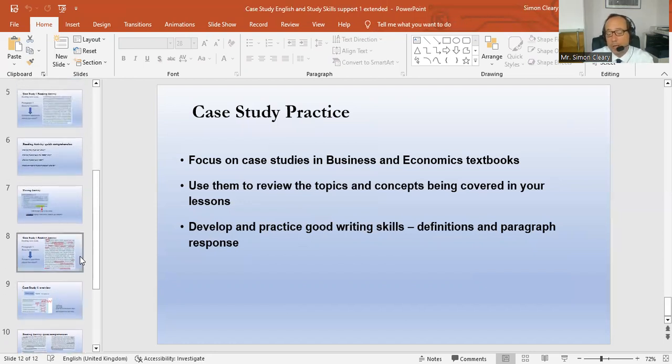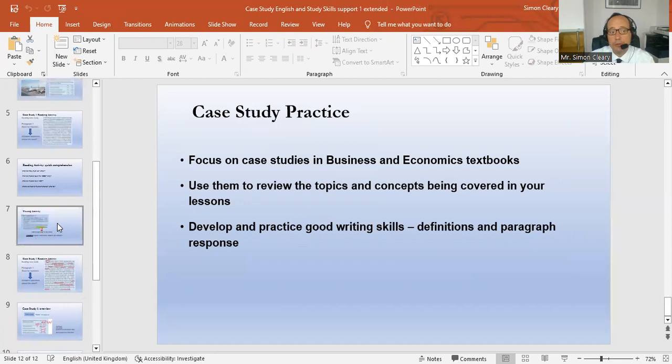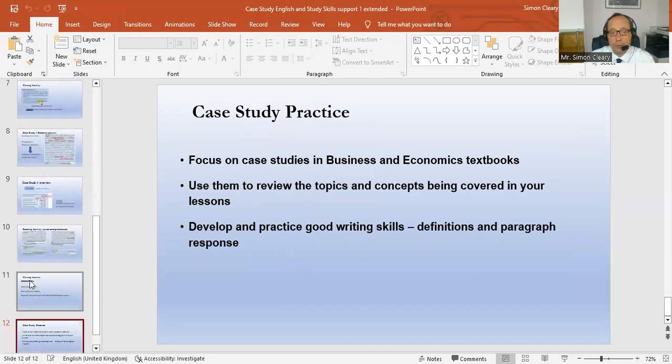Please feel free to stop this as you need to in terms of finding the answers and in terms of participating with me. And then when you come to your study skills lessons, you'll be able to drop in with the other lecturers as well to be able to develop these topics further. All right. Thank you very much.